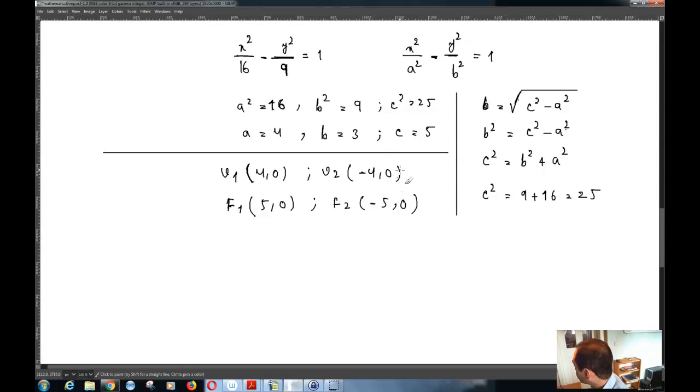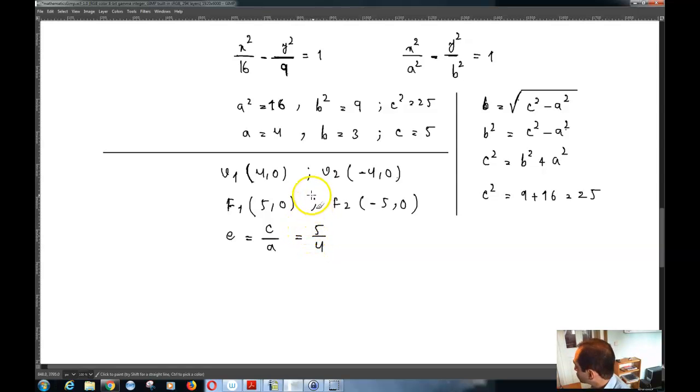Then the other thing that we were looking for was the eccentricity, and we said that the eccentricity e was the ratio of c to a, which is equal to basically 5 to 4, 5/4 over here.